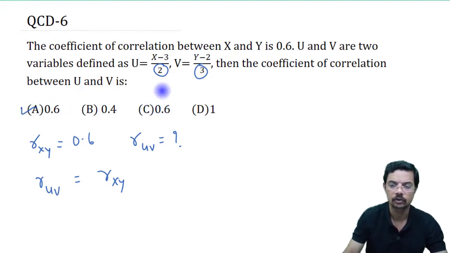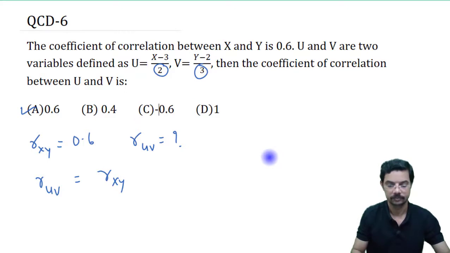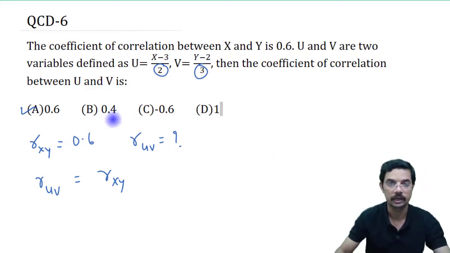Here I think there should be a minus sign involved, which was not included, so I shall put a minus here. So option C is minus 0.6. We have corrected the options also. So R of XY is equal to 0.6, option A.